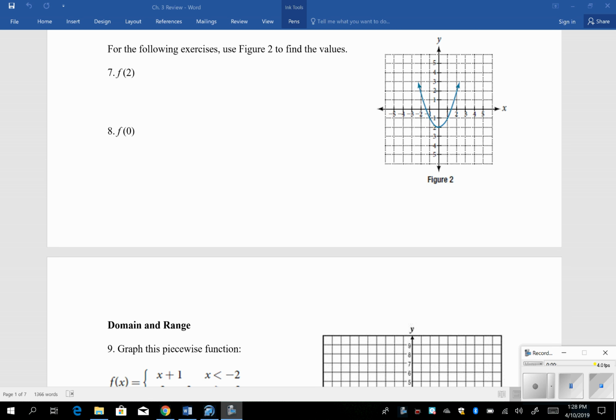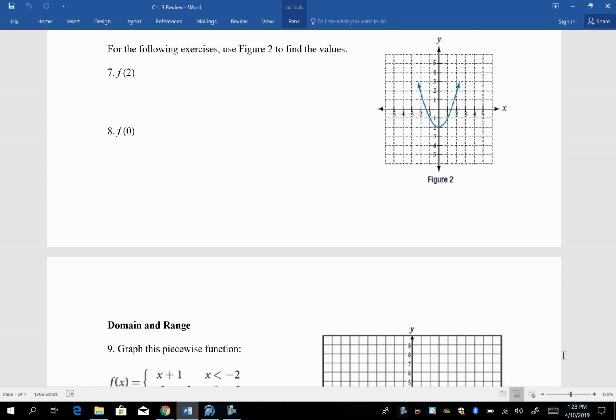All right, we're here recording, going over some review questions for Chapter 3 before our test tomorrow over functions. We're starting with number 7, which says to use this graph here in Figure 2 to evaluate f of 2 and f of 0.